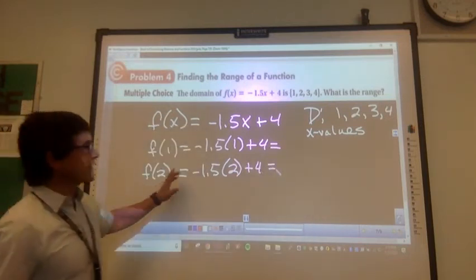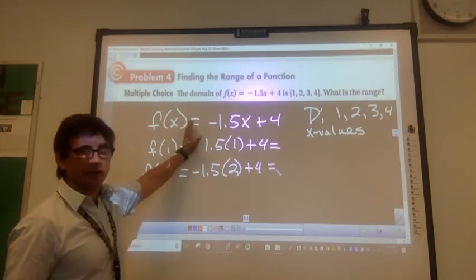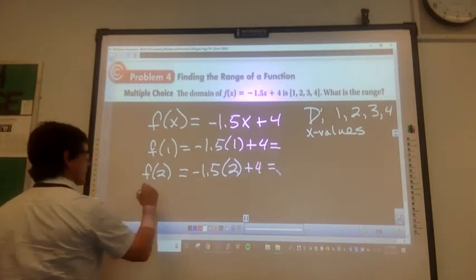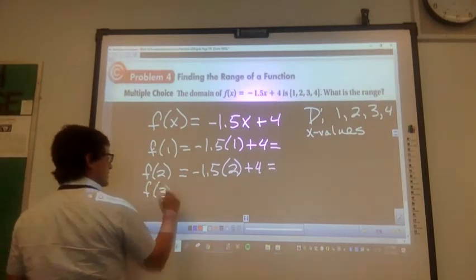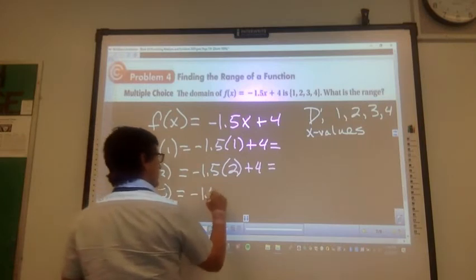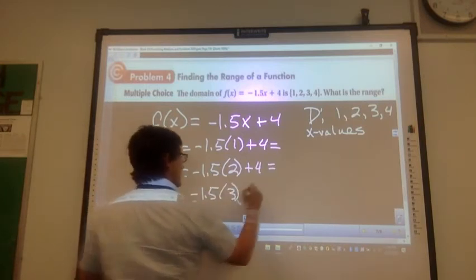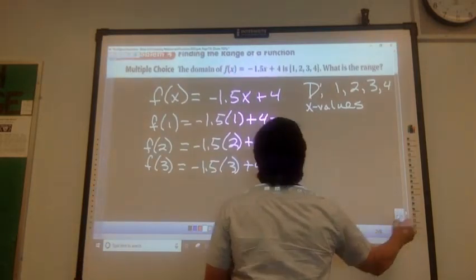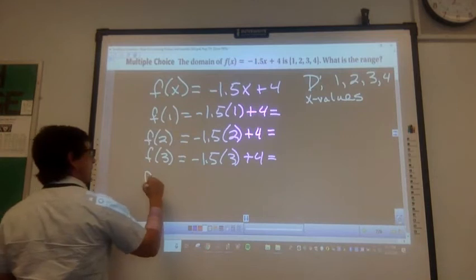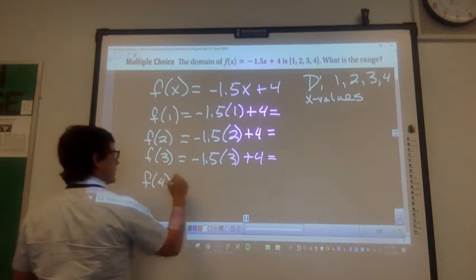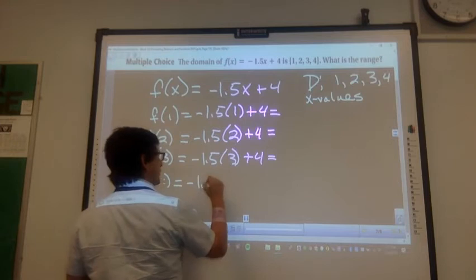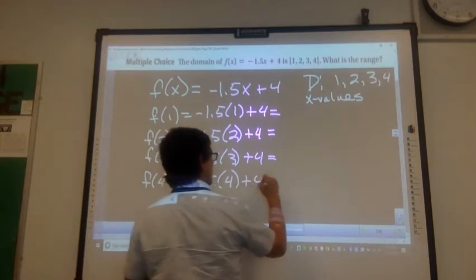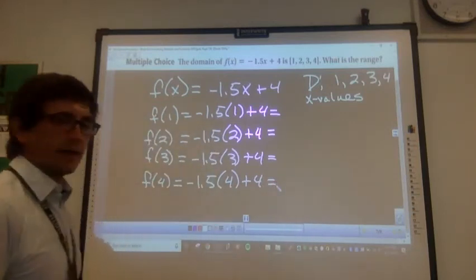And the reason I'm doing it like this is because I want you to see the pattern. Math is all about patterns. Try to find the patterns. It makes the math easier. When we plug in 3 for x, we get negative 1.5 times 3 plus 4. See what that equals. Lastly, I'm going to plug in 4. So f of 4 equals negative 1.5 times 4 plus 4. And we'll go ahead and see what that equals.